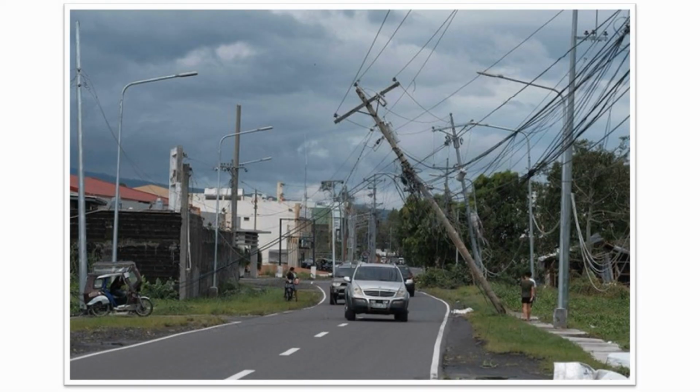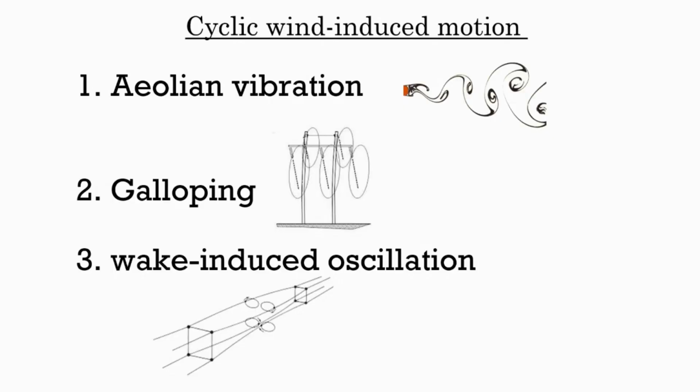We have three common oscillations: Aeolian vibration, galloping, and wake-induced oscillation. You see, it's cyclic, it's periodic. There is vibration, there is oscillation. All of these things are related to waves. So in order to understand these parameters, the difference between them, we have to review the basic concept of wave.